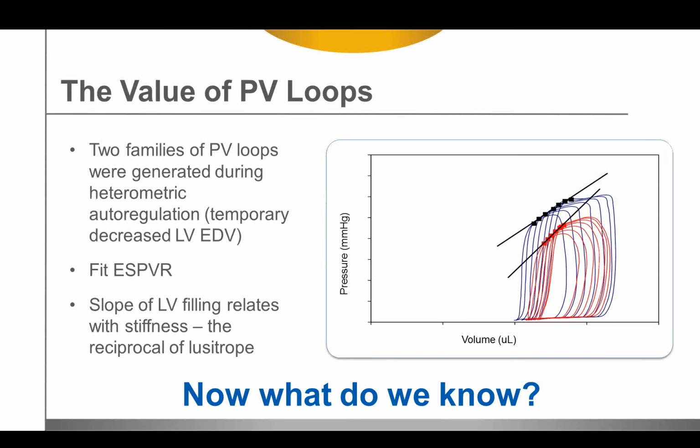Now, you know well, the people participating in this discussion, you know well what a PV loop is. You know how it is generated. You know how families are generated during a heterometric autoregulation curve. You know how to identify end systolic pressure volume points. You know how to develop points for preload recruitable stroke work. You know how to construct a line and to calculate the slope of the line connecting the end systolic pressure volume points during the heterometric autoregulation maneuver. And you know that the slope of that line is considered the gold standard for estimating myocardial contractility.